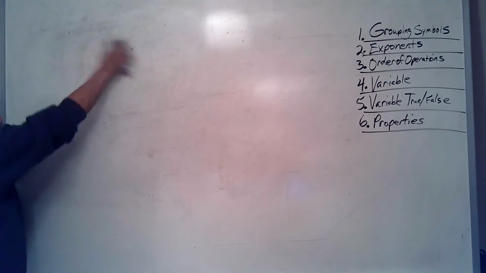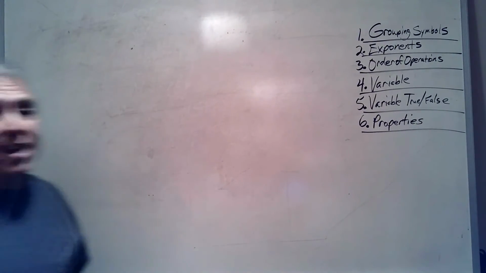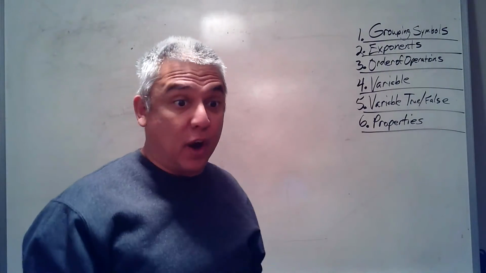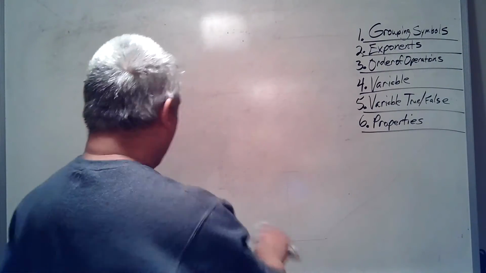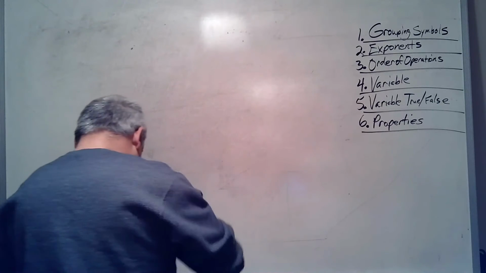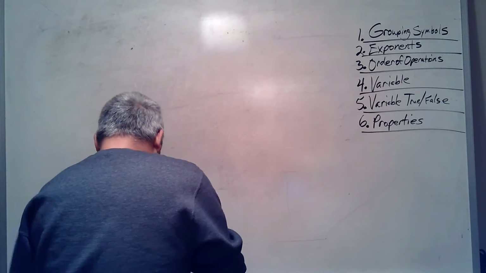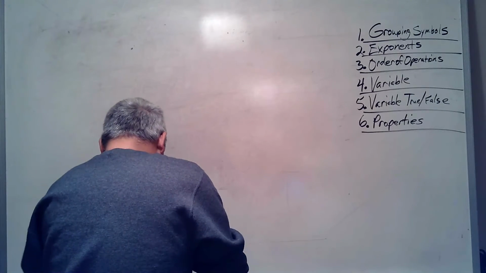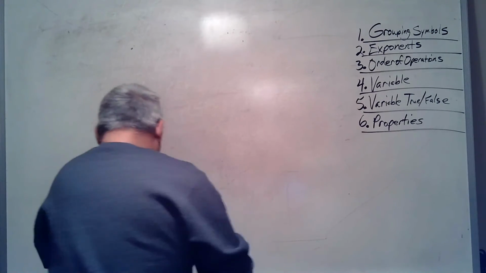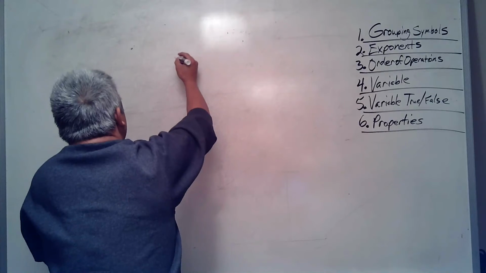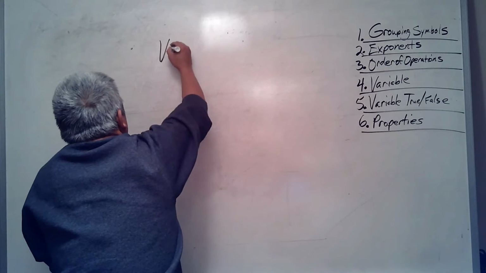Variable, letter. Now we get to go to the fun stuff. Variable, true or false. Oh boy. All right. So, now we got to come up with a problem and think to ourselves, does it work or does it not work? All right. So let's try something. Let's say, oops.